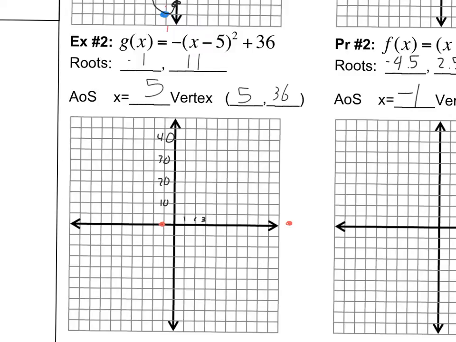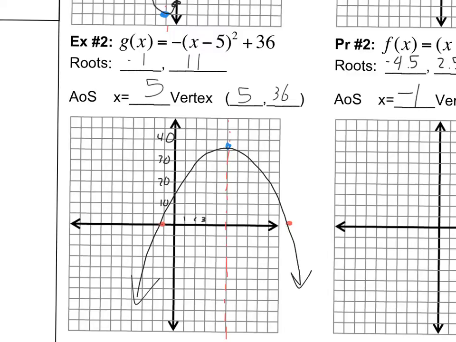It's at 5. So we could just go over 1, 2, 3, 4, 5. That's right on this line. So there's an axis of symmetry going straight up and down at x equals 5. And then now we can go ahead and put in the vertex. It's at 5, positive 36, so that's about right here. My graph can't graph 36 perfectly, but I can get really close. And now I can just sketch a graph.